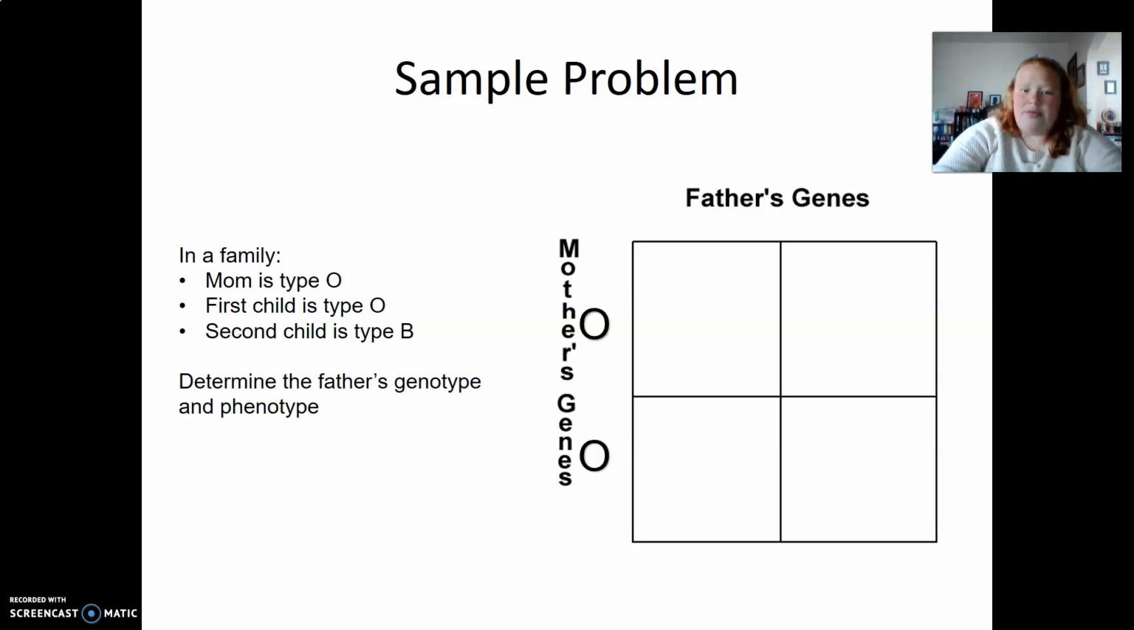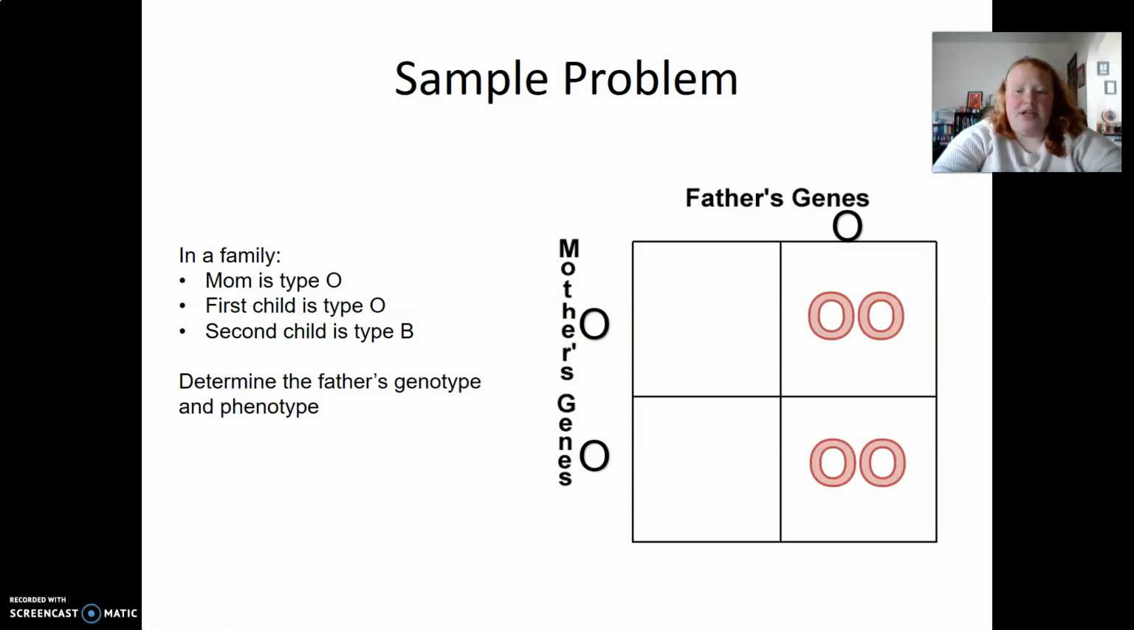So if we have type O for mom, she has OO, okay? Because type O, remember, is recessive. First child is type O, so we know the father has to have at least one O. I'm going to put it here in this space because that's typically where we put a recessive. And if they're both recessive, then okay. So if I say first child has type O, that means that 50% of these offspring will have O. Second child, though, is type B. So we know that they have to get a B allele from somewhere, so that would mean that the father would have BO genotype and type B blood as the phenotype.